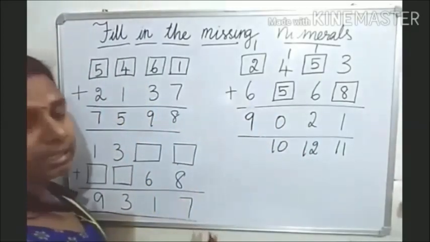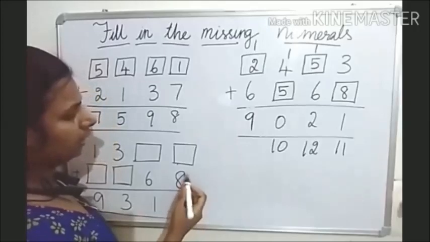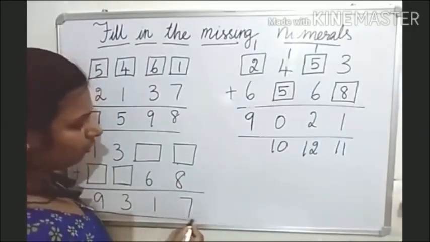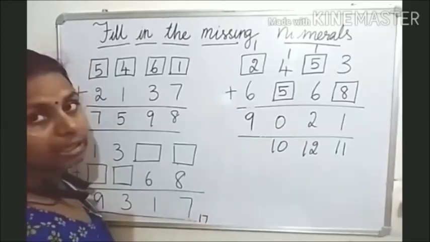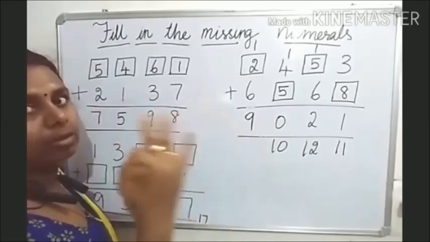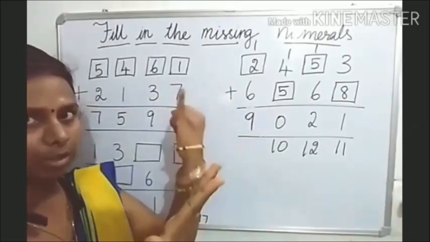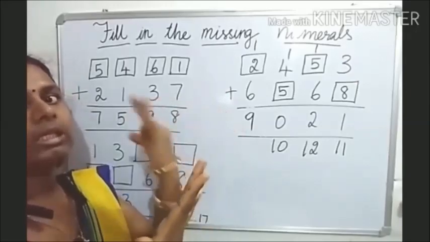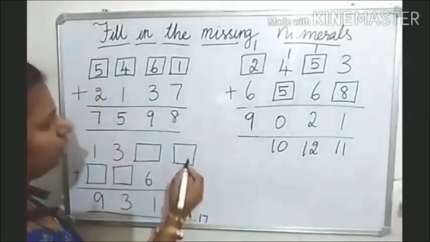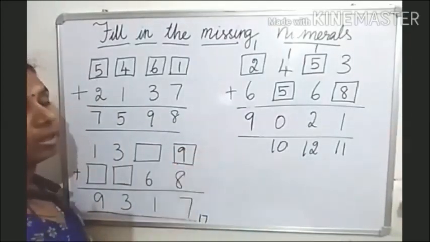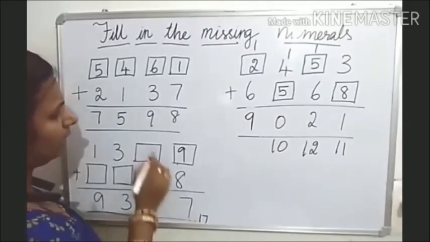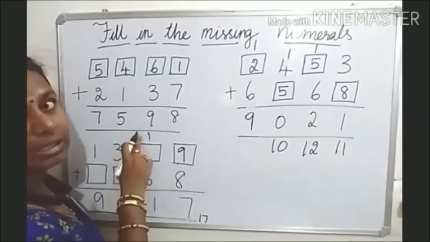Now, shall we take the next number? Next question. Here 8 and 7. Again, smaller number. So, we will consider this one as 17. Okay. 8, 9, 10, 11, 12, 13, 14, 15, 16, 17. So, how many? 9. So, 9 plus 8 is 17. So, 1 carry. 6 plus 1, 7.